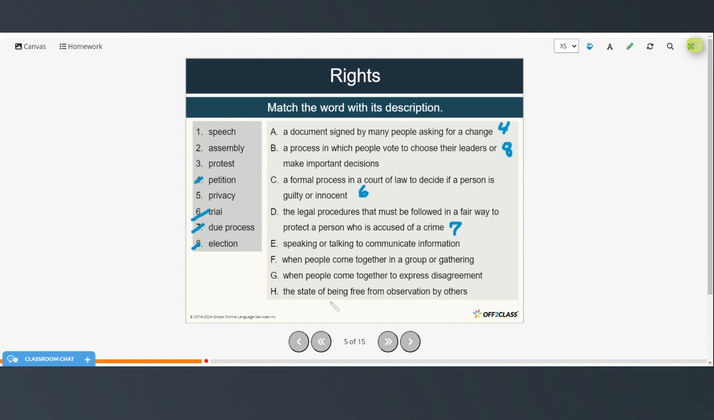Speaking or talking to communicate information is number 1, speech. When people come together in a group or gathering, that's number 2, assembly. When people come together to express disagreement, that's number 3, a protest. And the state of being free from observation of others is number 5, the right to privacy.